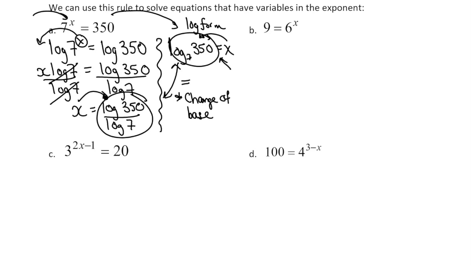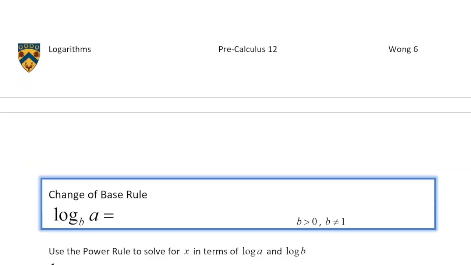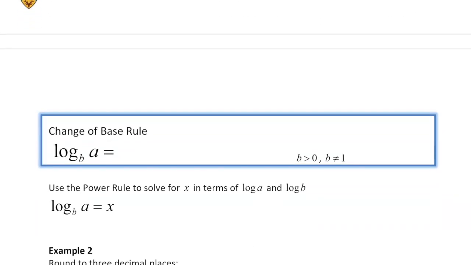So let's actually scroll down here, and we have this written here as our change of base rule. And if you have something in the form of log base b of a, we just need to understand that is equivalent to saying log a over log b. These are equal to each other. Okay, so that's the change of base rule.